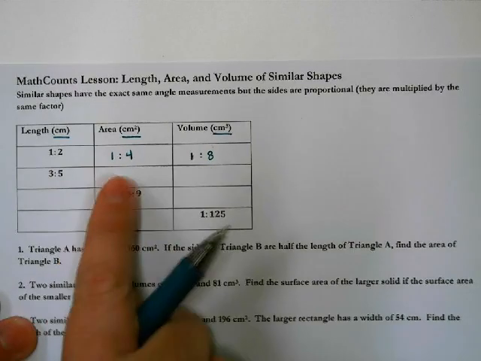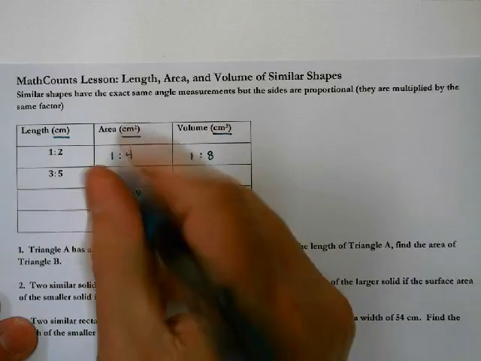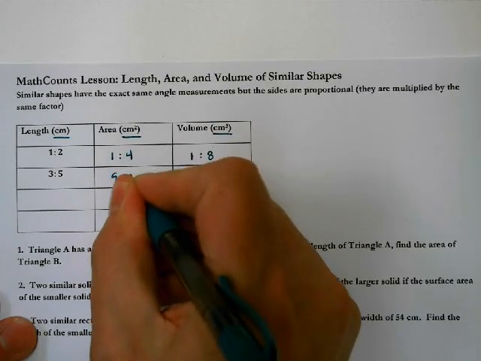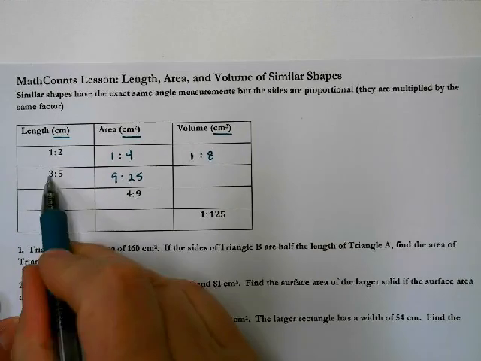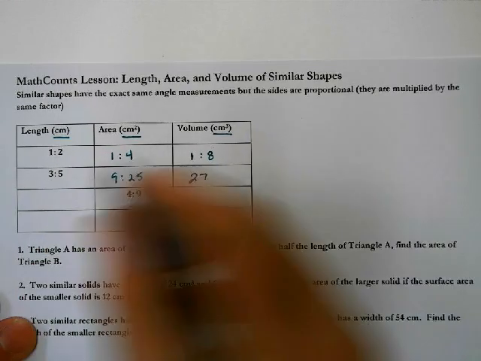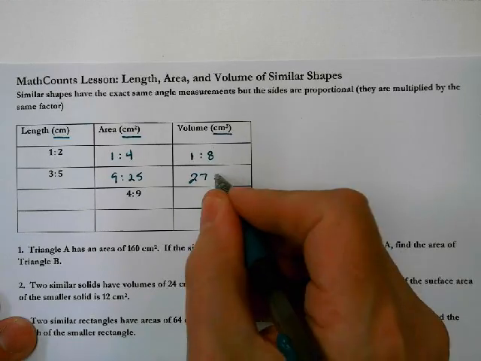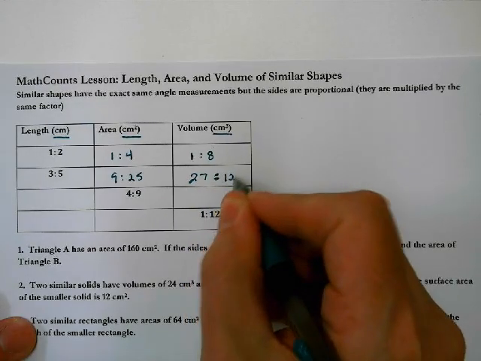Okay, so we're just going to square the areas, cube the volumes. So this one's going to be 9/25, because we're squaring both of these. For volume, you would cube it. 3 to the 3rd is 27, and 5 to the 3rd is 5 times 5 times 5, 125.